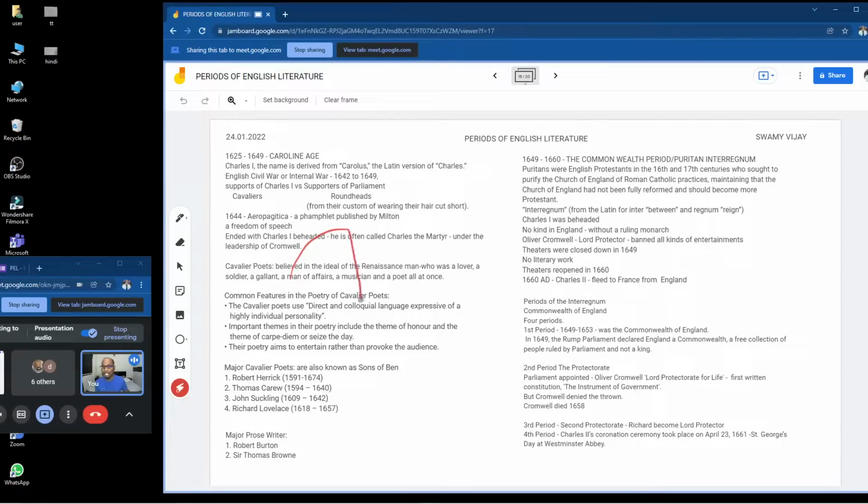After the Elizabethan age, Queen Elizabeth I, James I ruled England, and after James I, Charles I ruled England, and in 1649 he was beheaded under the leadership of Cromwell, and there ends the monarchy, there ends the kings and queens rule of England, and there begins a new kind of government ruling over England, and that is known as the Commonwealth period or Puritan interregnum.